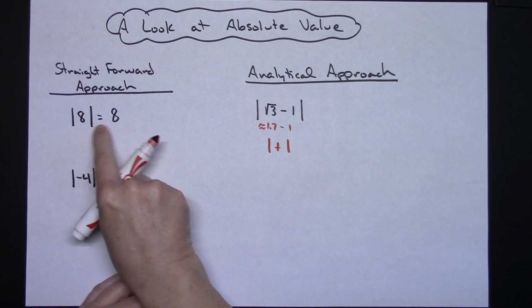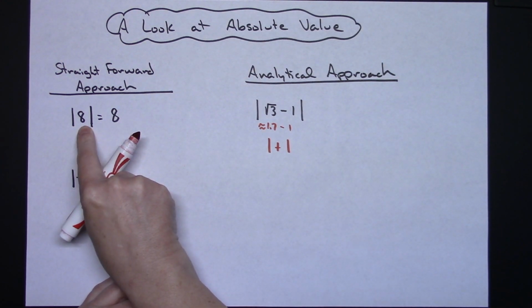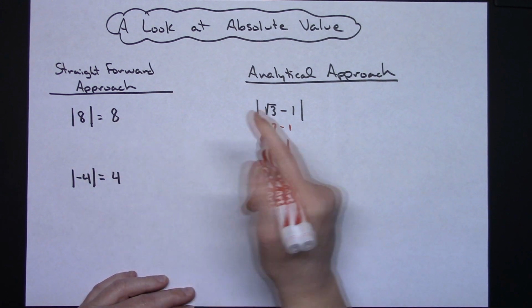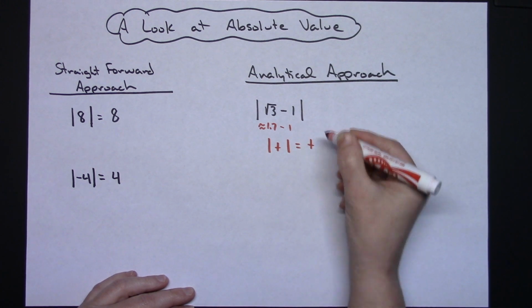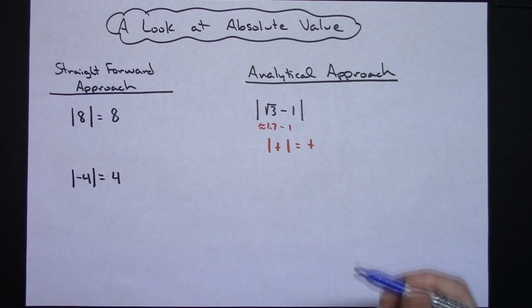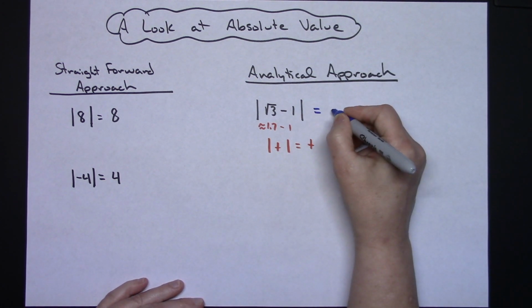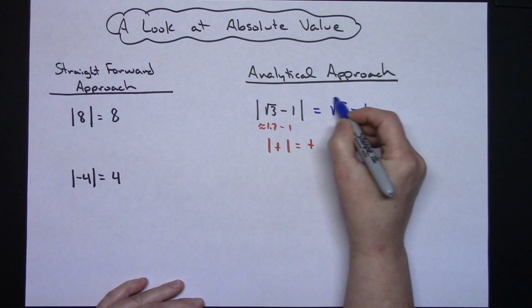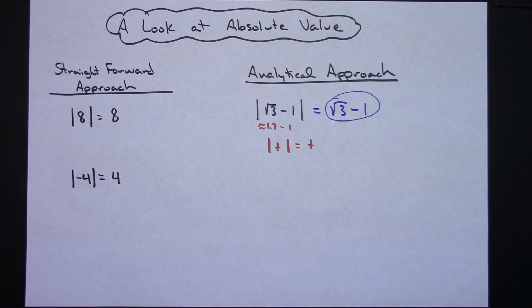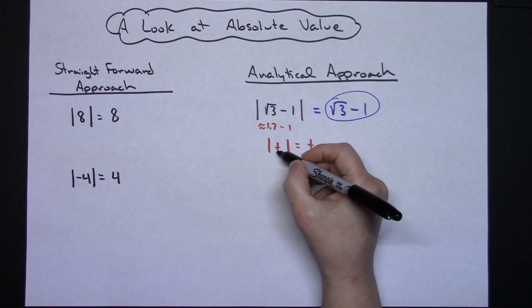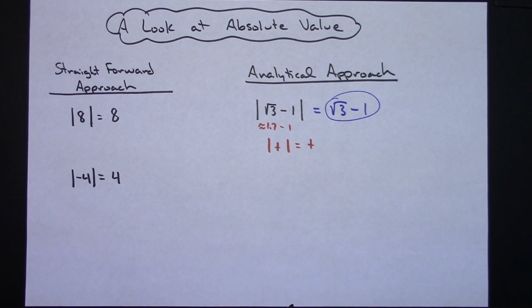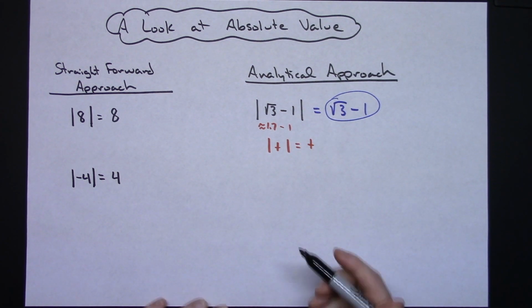What happened when we had the absolute value of a positive number? It was just the number on the inside of the bars, because I want a positive answer. So if this is positive, then when I take the absolute value of the square root of 3 minus 1, I need to get the square root of 3 minus 1. Because it's already positive, I realize it's going to be a positive number. So when you take the absolute value of a positive number, you get the positive number. You don't have to do anything other than take what's on the inside of the bars. Now let's take another example.